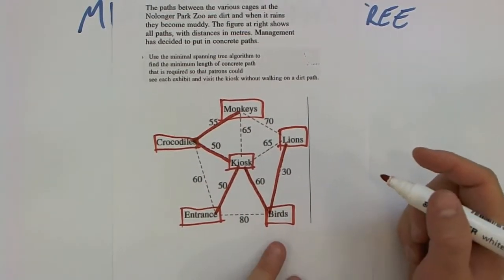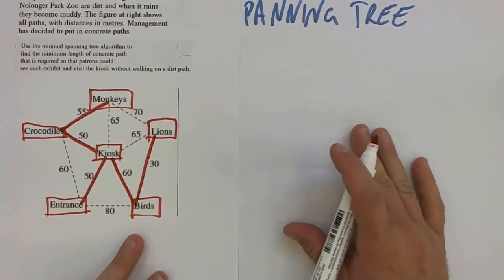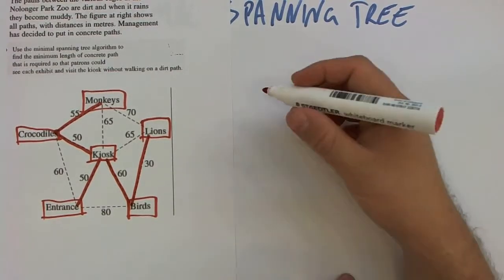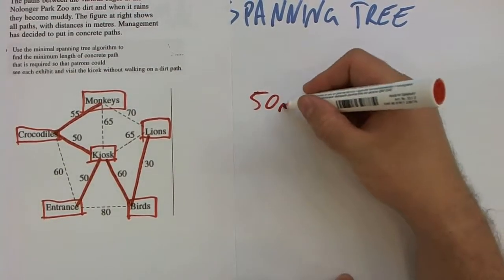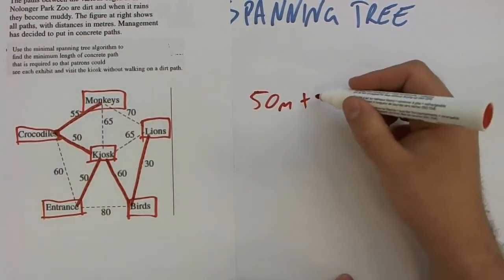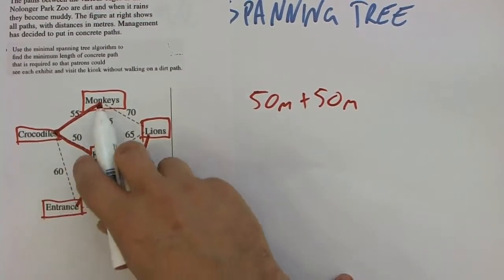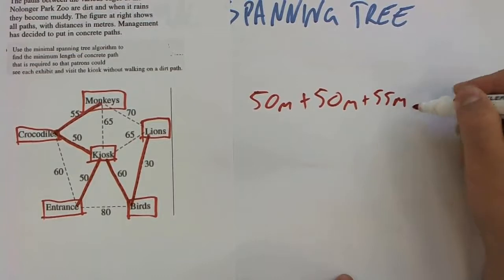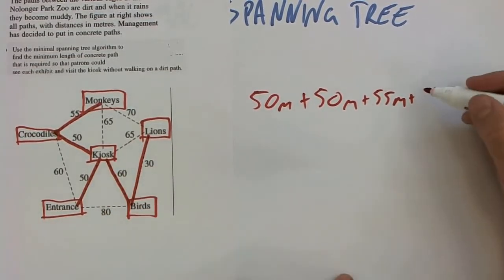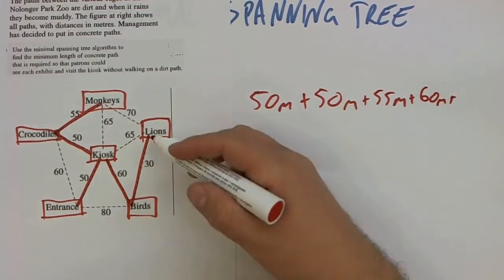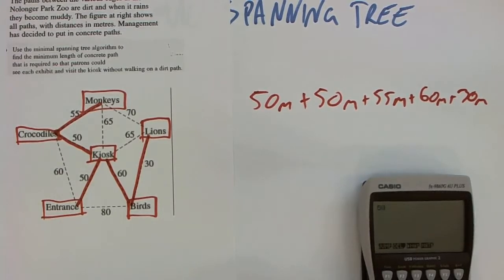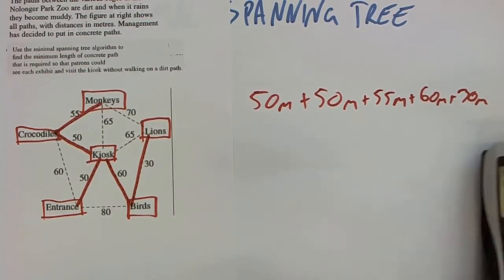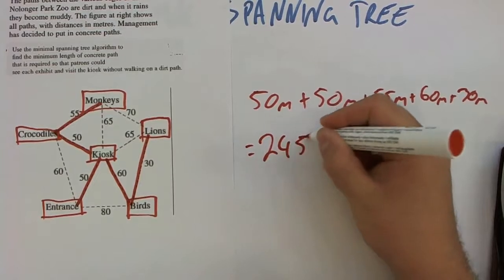Okay, so your next step is, we're going to work out how much length of concrete they would need. So we just add up our paths. We've got a path that's 50, and it's in meters. Okay, and another 50 meters, and then 55 meters to the monkeys. Okay, and then back from the kiosk it's down 60 meters, and then the last one is 30 meters. Okay, so I'm going to add them all together: 50 plus 50 plus 55 plus 60 plus 30, 245 meters.